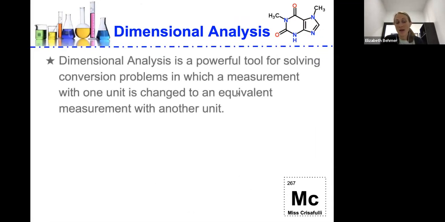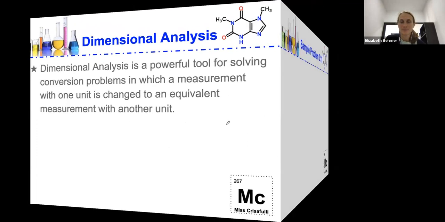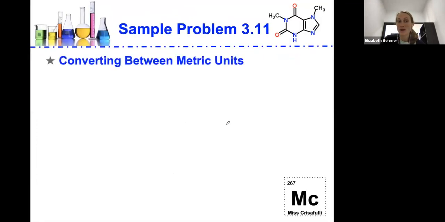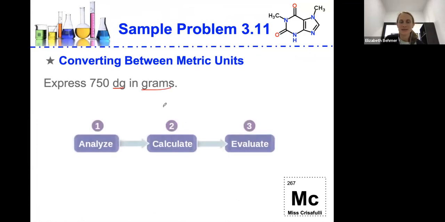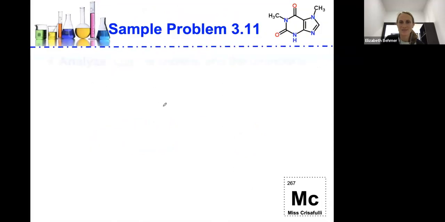Dimensional analysis is a powerful tool for solving conversion problems in which a measurement with 1 unit is changed to an equivalent measurement of another unit. Let's go through another sample problem converting between metric units. Let's express 750 decigrams, dg, into grams. Let's analyze, calculate, and evaluate.